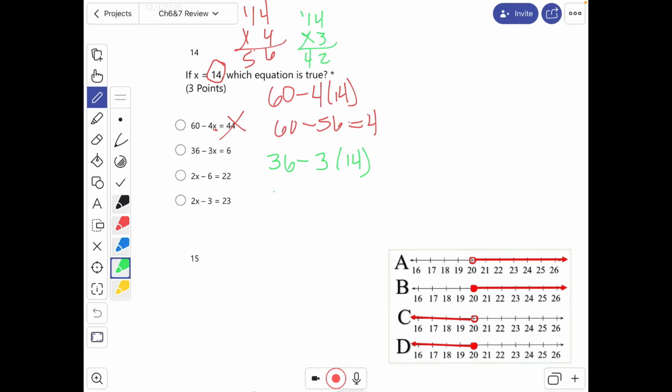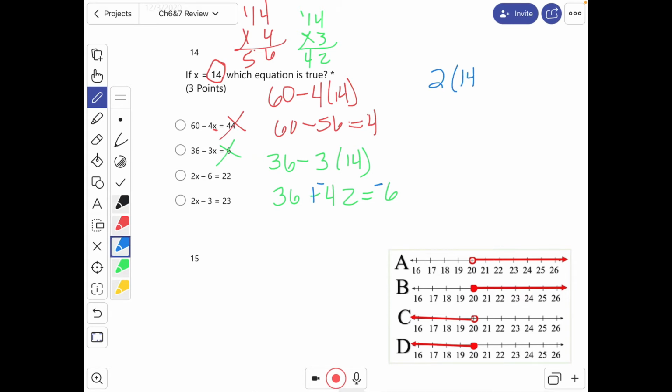14 times 3 is 42. So 36 minus 42. Well, we got to remember those rules for integers. So my answer is going to be negative. And 42 minus 36 makes 6. So negative 6, which is not what they got.